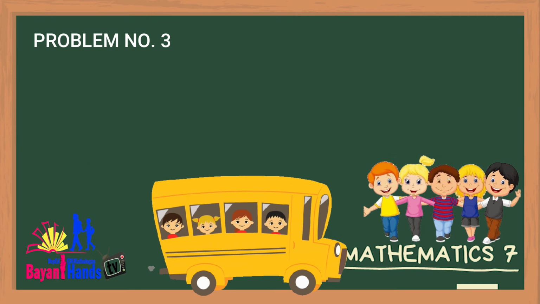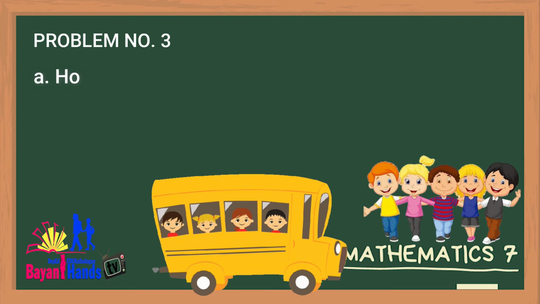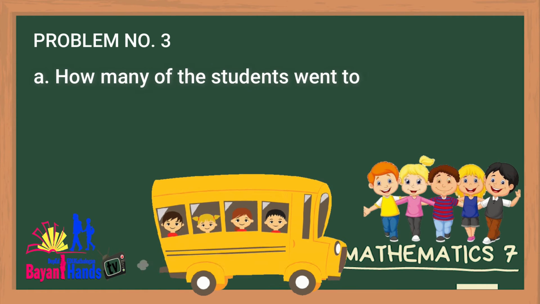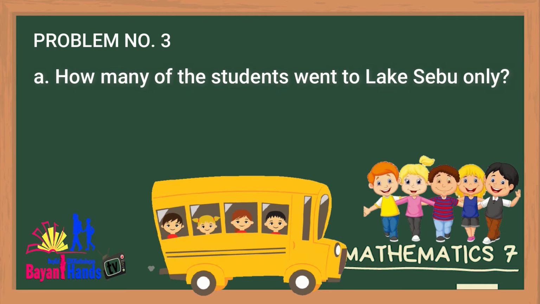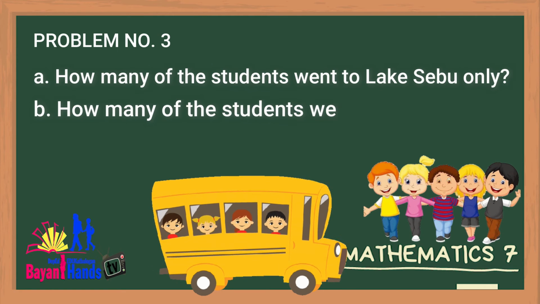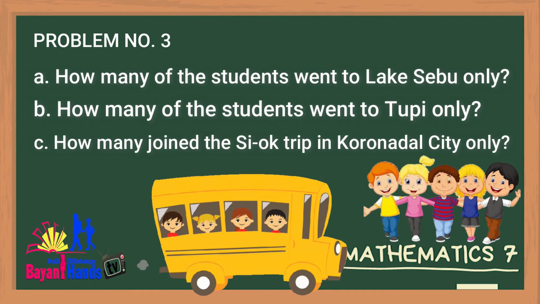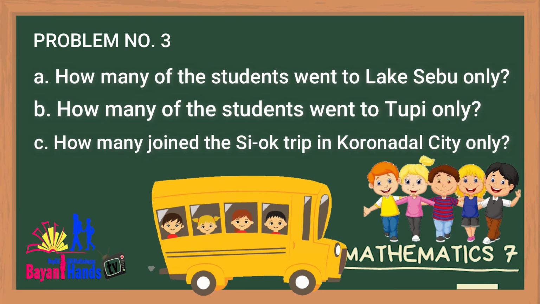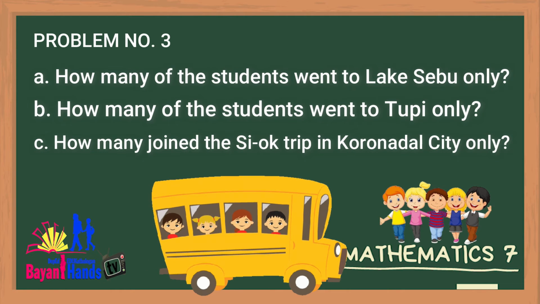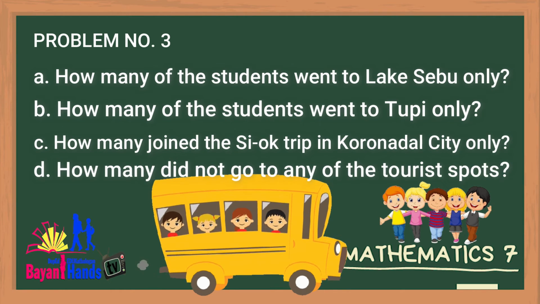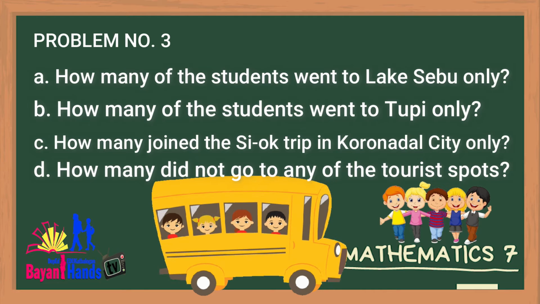Then we are asked to find A. How many of the students went to Lake Cebu only? Letter B. How many of the students went to Tupi only? Letter C. How many joined the Siok trip in Coronadal City only? Letter D. How many did not go to any of the tourist spots?